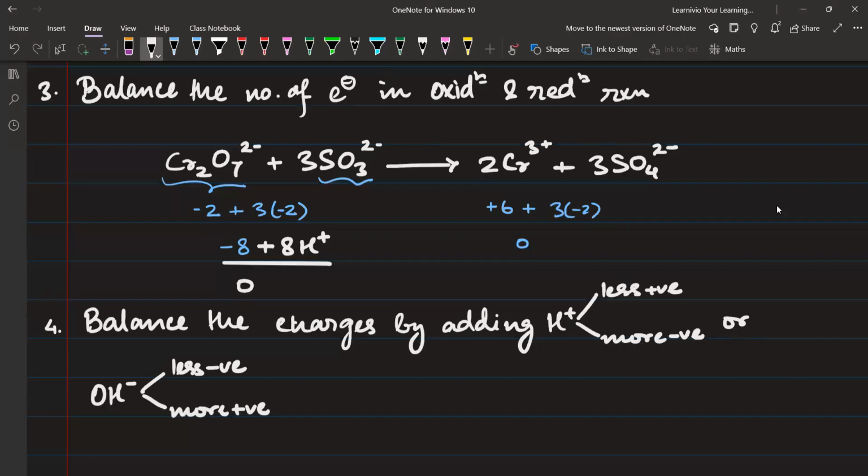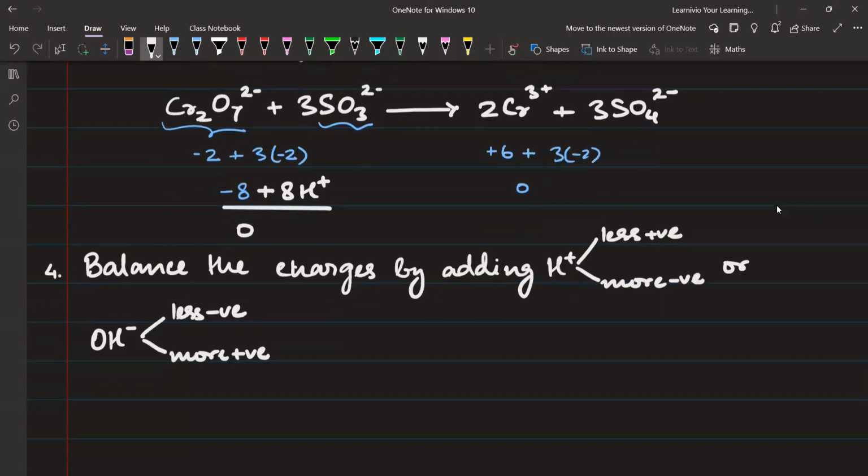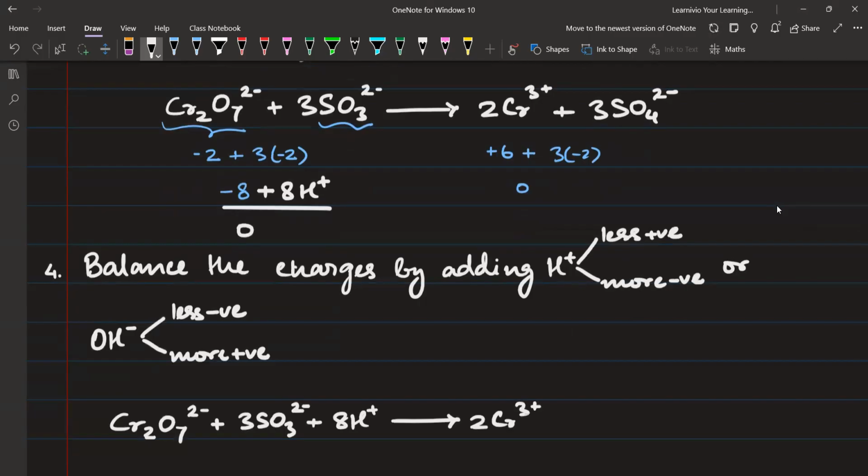Now, once you add H positive, our equation will become Cr2O7 2 negative plus 3SO3 2 negative plus 8H positive gives 2Cr 3 positive plus 3SO4 2 negative. Now I need to balance the hydrogens and oxygen by adding water wherever it is appropriate, reactant side or product side. On the reactant side, I have hydrogen. On the product side, we don't have any hydrogen. That means water will be added on the product side itself.